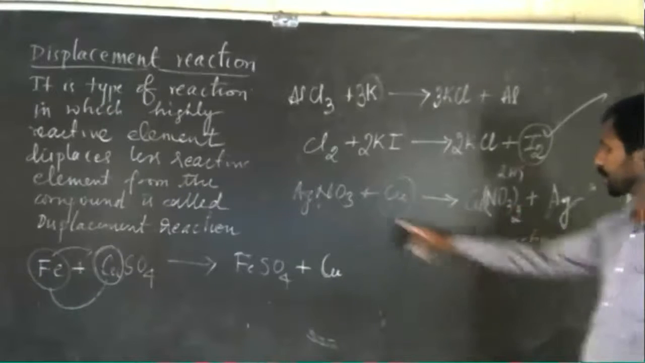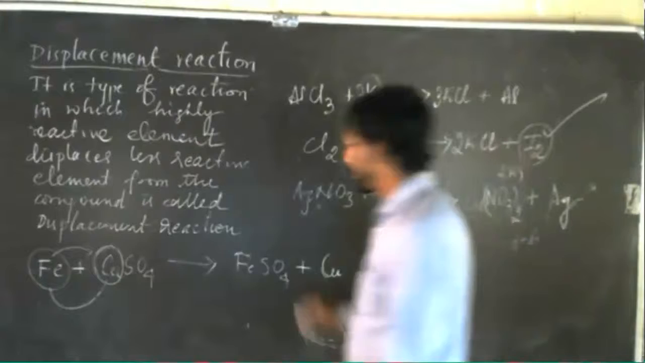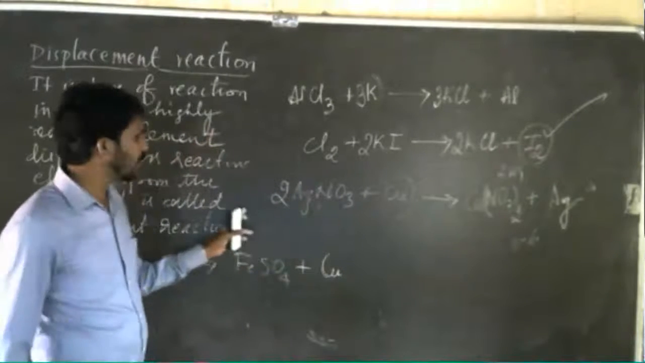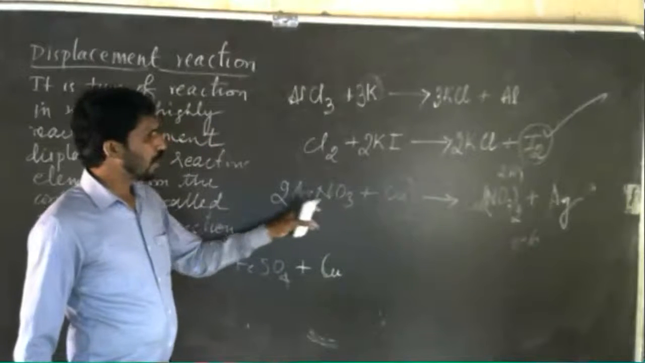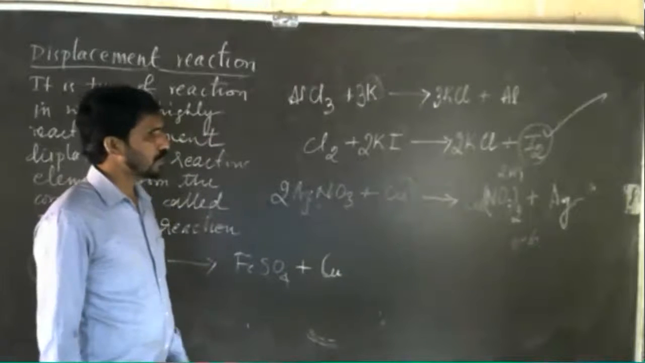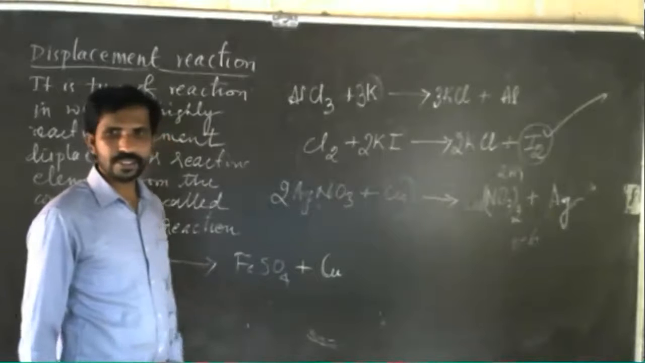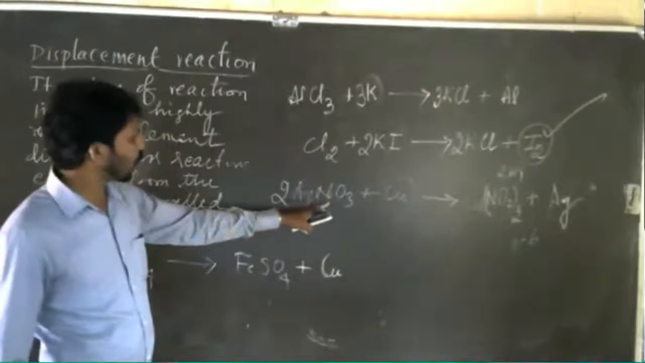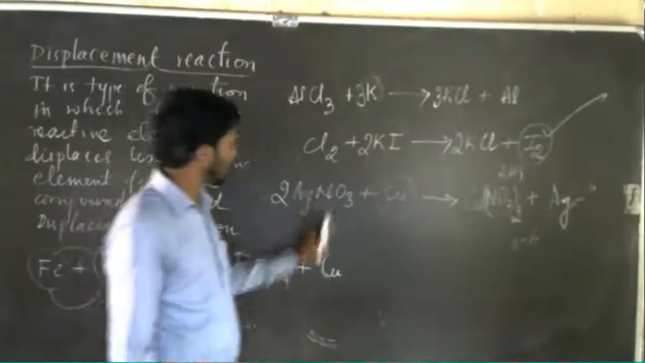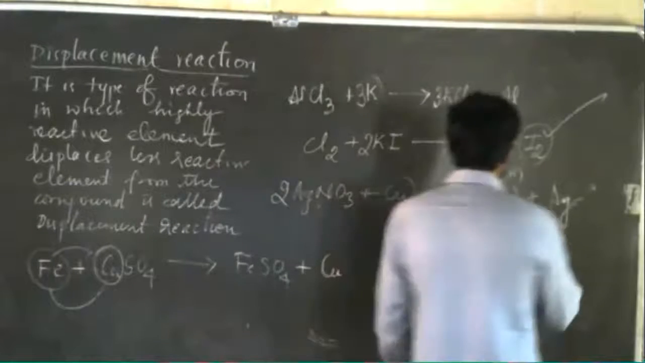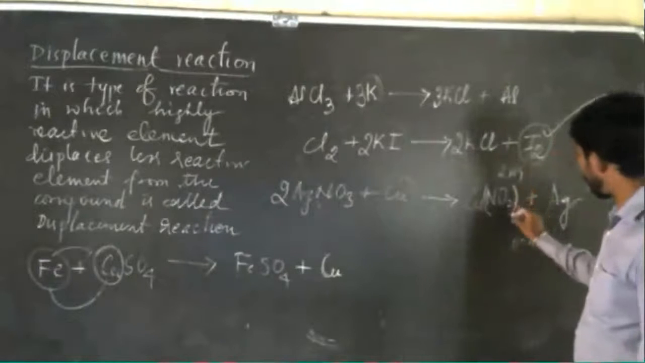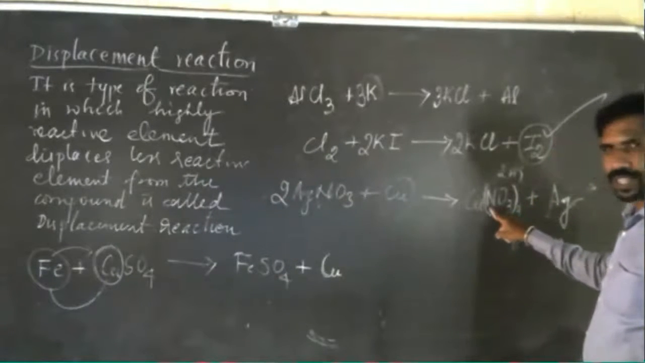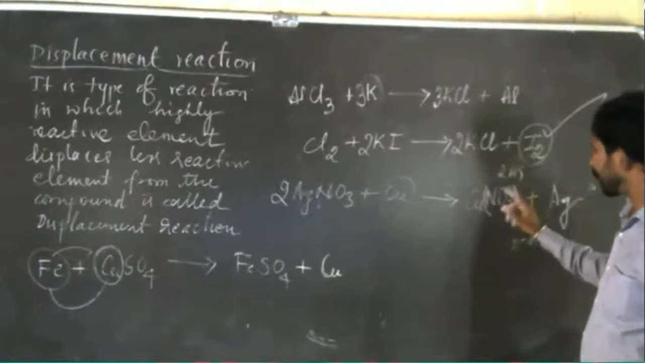So AgNO3 reacts with copper to form copper nitrate and Ag. See here, if I take the right hand side, RHS, how much is oxygen? Oxygen is 6 over here, and here oxygen is only 3. So I will multiply by 2 over here. 2 times 3 is 6, so oxygen becomes 6.